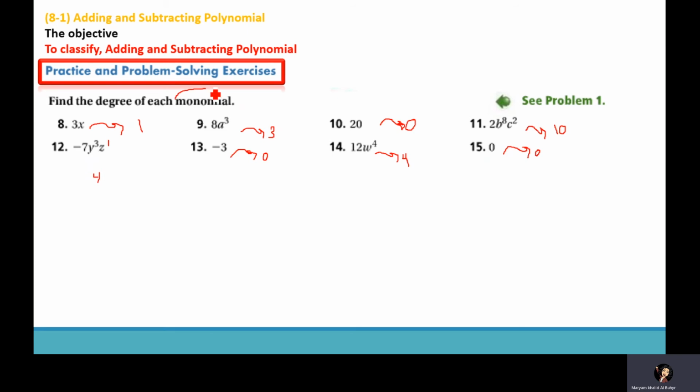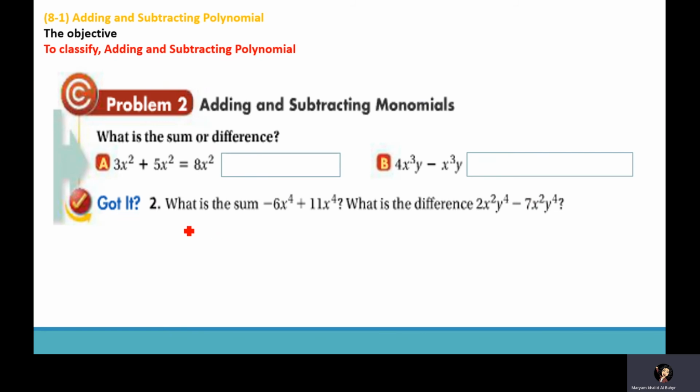Remember, these are monomials, which are a kind of polynomial. What about the general case? If we have a polynomial, what is the degree of the polynomial? What should we do with that? Let me tell you in the coming slides. But before I do that, let me show you how I will add or subtract the monomials.